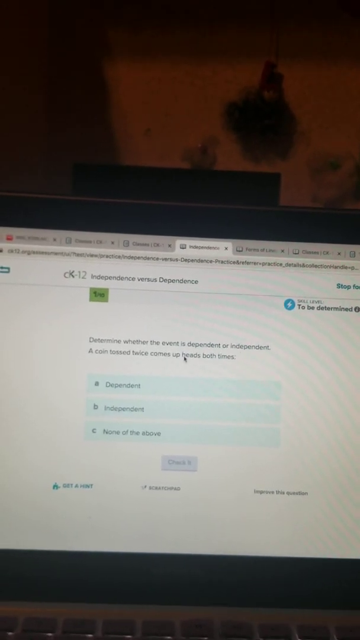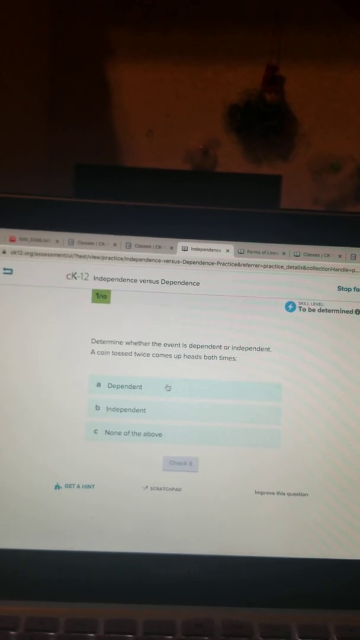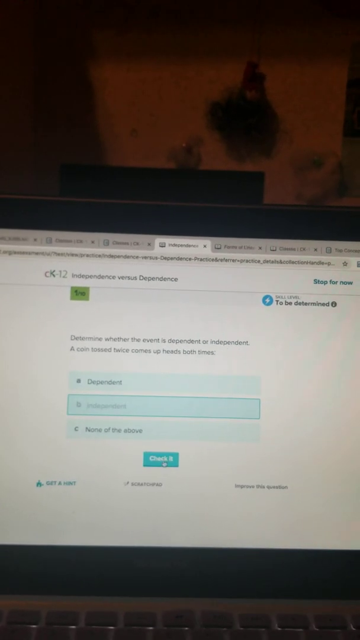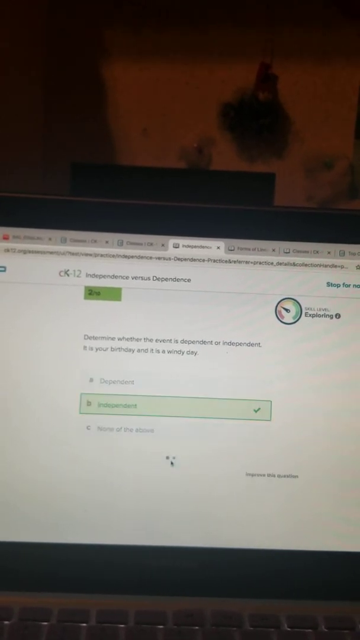Determine whether the event is that a coin toss twice comes up heads both times. That would be independent because you didn't take a coin away. It's your birthday and it's windy. Independent.